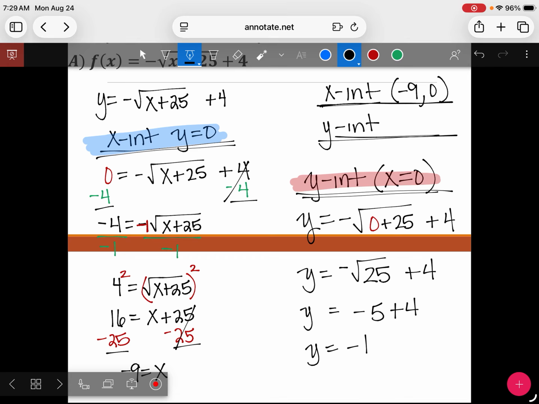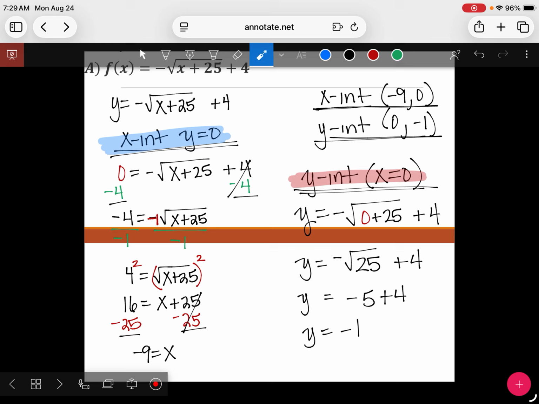So you should get y equals negative 1. Anybody else get y equals negative 1? So we know 0 plus 25 is 25. The square root of 25 is 5. Remember, that's negative. Add the 4, you get negative 1. So this is how you should write your answers, as ordered pairs. And that would be your x and your y intercept.